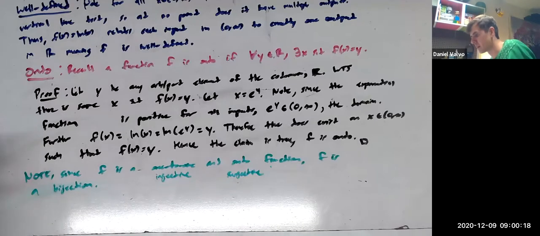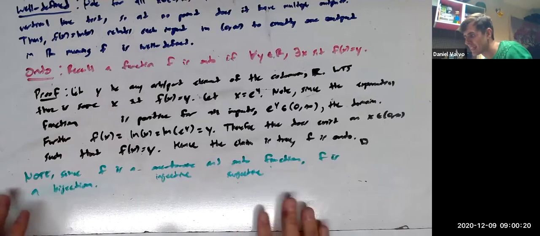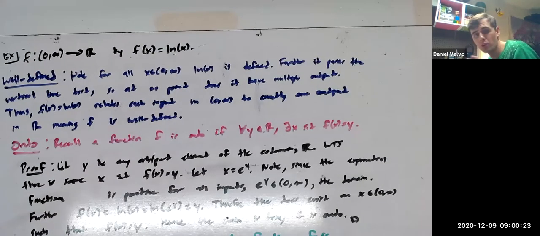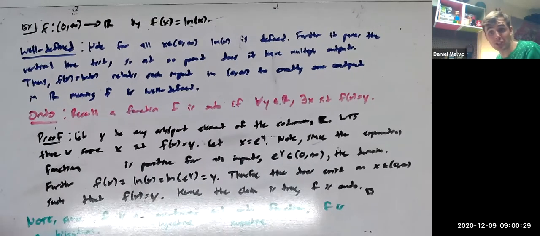Yeah, so there we go. That is ln of x for you. It is well defined, onto, 1-to-1, making it an injective and surjective function, making it a bijection. Any questions? Email me if so.